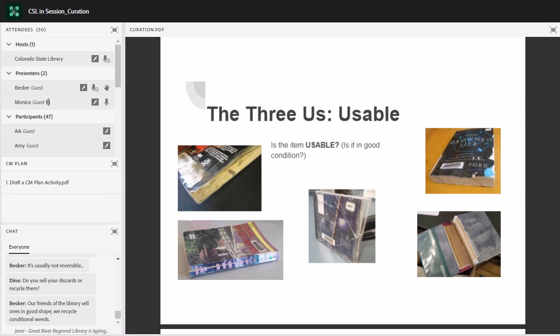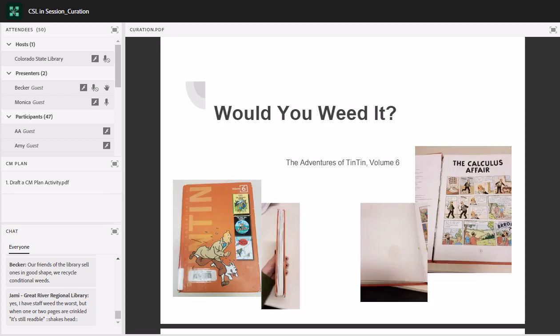So next up, we have a couple of slides that we are going to play a little game of sorts that is called Would You Weed It? So I have a fantastic Adventures of Tintin Volume 6. And you can see the wrinkled pages and sort of greasy spot in the spine. I will also let you all know that this book smelled delightful. It definitely had a run-in with some lavender essential oil.